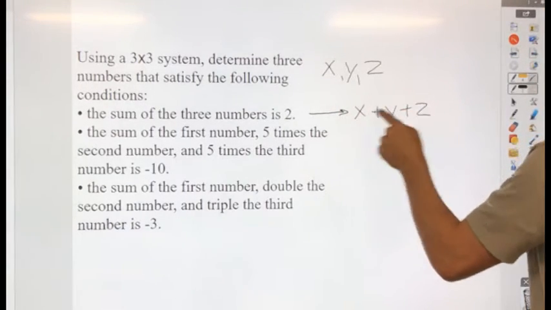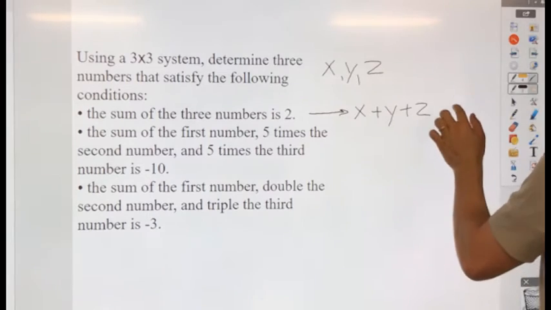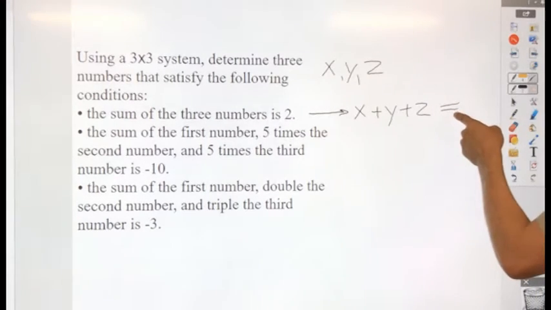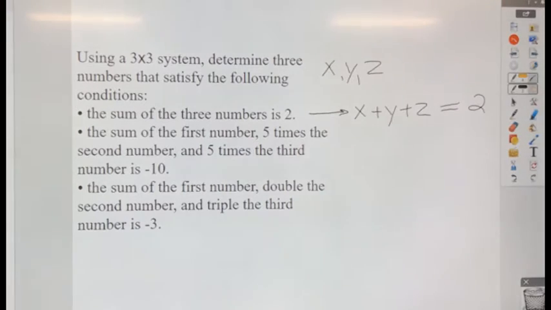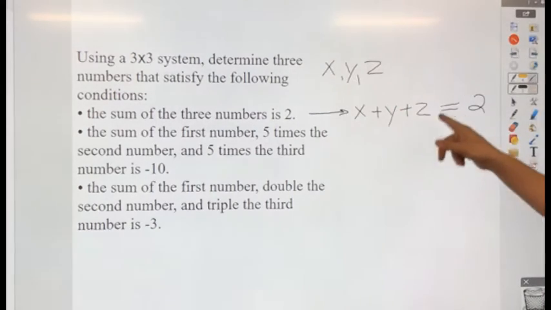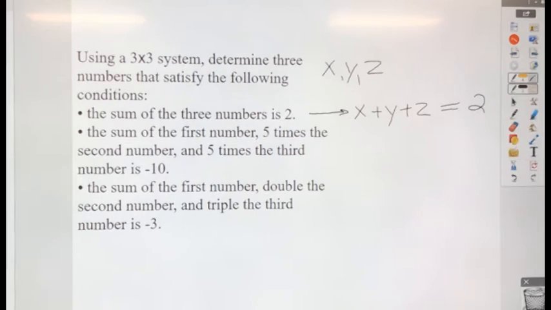Very good. The sum of three numbers. Remember, in math, "is" means the equal sign, is 2. The sum, so you're adding three numbers together, is 2. There's the first equation: X plus Y plus Z equals 2.